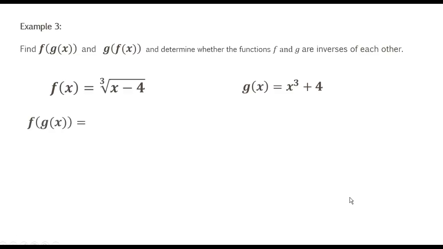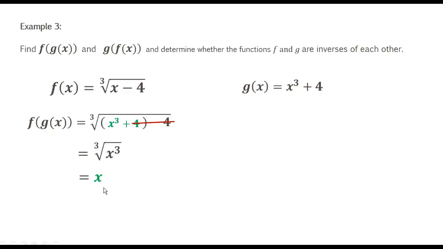F composed of g of x, we need to take our f function, and everywhere there's an x, we're going to plug in our g function, which is x cubed plus 4. Now under the radical we have an x cubed plus 4 minus 4. These 4's will actually cancel each other out. So we get the cube root of x cubed. But if you remember from algebra, the root and the exponent will cancel each other out, and this is really just x. The cube root of x cubed is x.